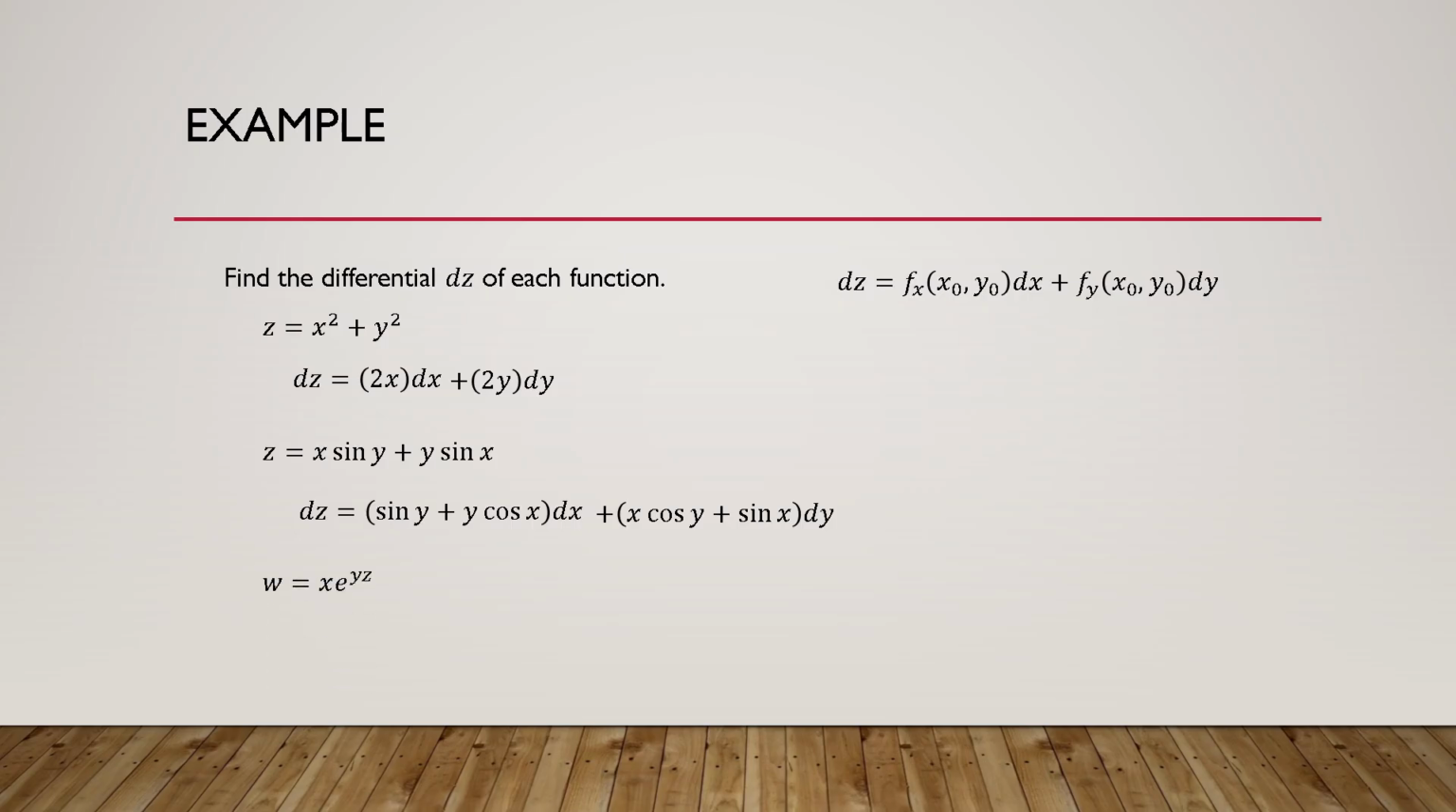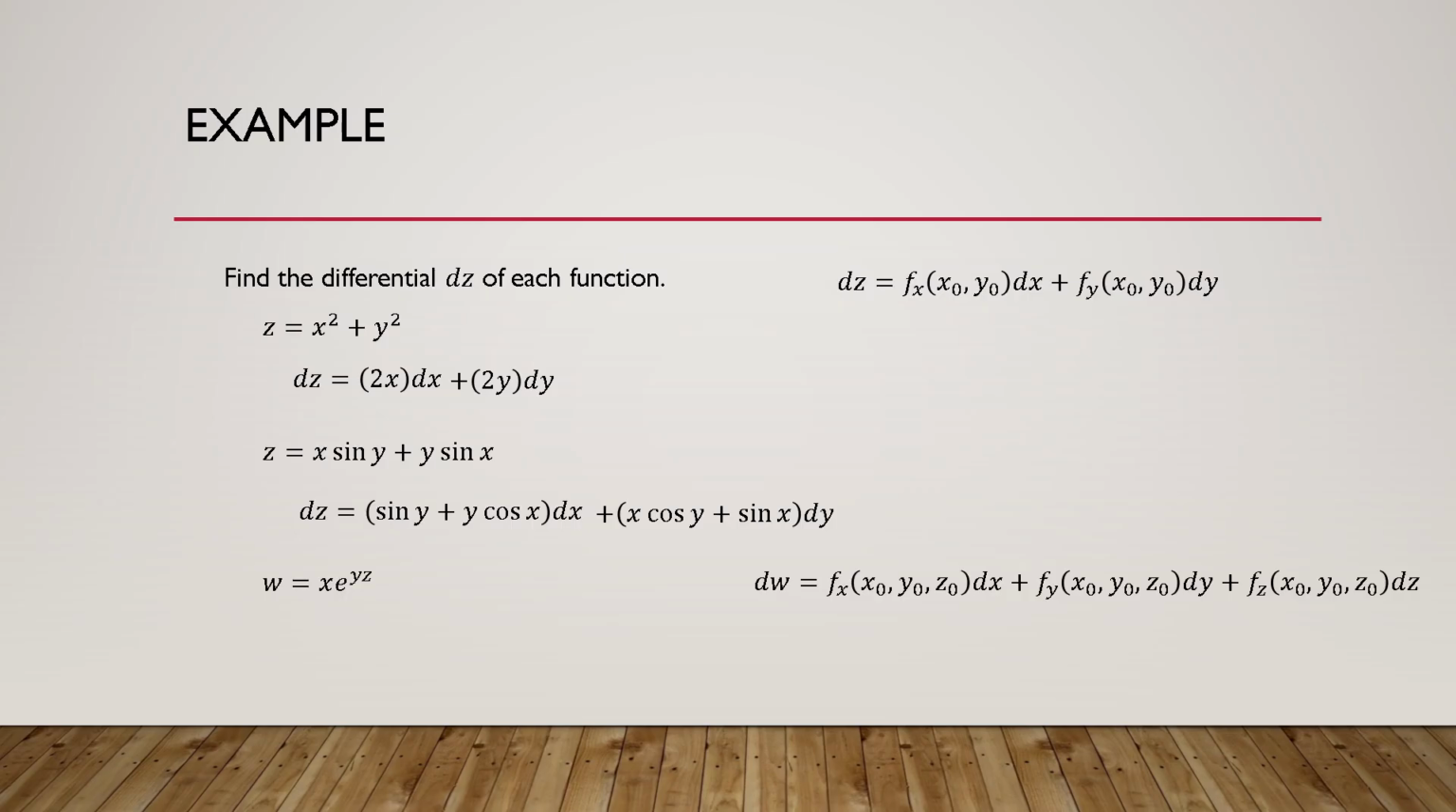Next, find dw for w equals x e to the yz. dw equals the partial derivative of f with respect to x dx, plus the partial derivative of f with respect to y dy, plus the partial derivative of f with respect to z dz.